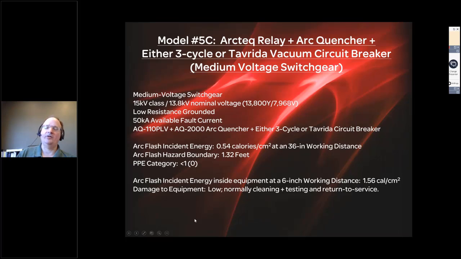And then, of course, Model 5C, our final model here, shows the Arcteq relay with the arc quencher and either a 3-cycle or Tavrida circuit breaker inside medium voltage switchgear. And as expected, arc flash incident energy with an arc quencher is always guaranteed to be less than 1.2 calories. In this case, it's 0.54 calories. Arc flash hazard boundary is 1.3 feet. PPE category, again, is 0, no arc rated personal protective equipment required. And inside the gear, at a 6-inch working distance, 1.56 calories per centimeter squared. The damage to the equipment, again, is low. Normally just cleaning, testing, and return to service.